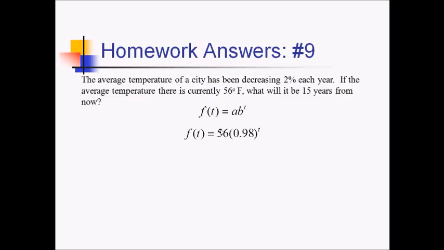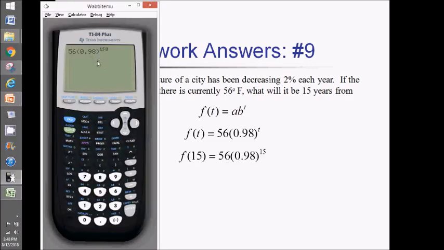So we've got 56 times 0.98 to the t. For our t value, we want to know 15 years from now, so that's positive 15 for the exponent, and let's consult the calculator. Plugging all that in, pressing enter, we end up with about 41.4, if you round up, degrees Fahrenheit.